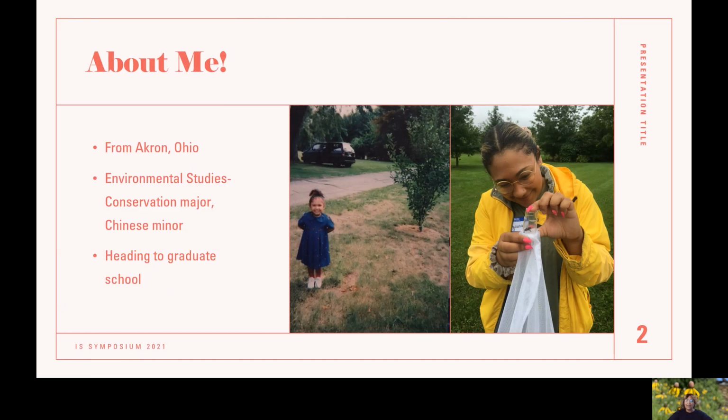So just a little bit about me. Again, my name is Miyauna Incarnarto. I'm from Akron, Ohio, and I have loved nature, conservation, and of course being out with our wildlife from a very early age, which is why I'm an environmental studies, conservation track major, and a Chinese minor. And I will be heading to graduate school in the fall.